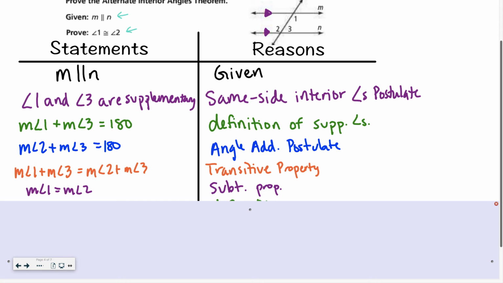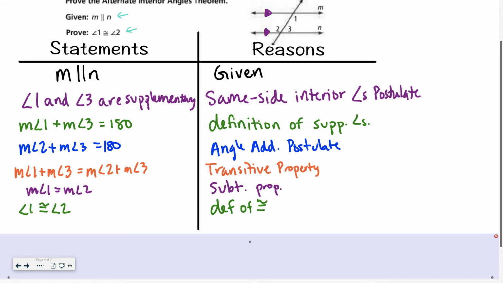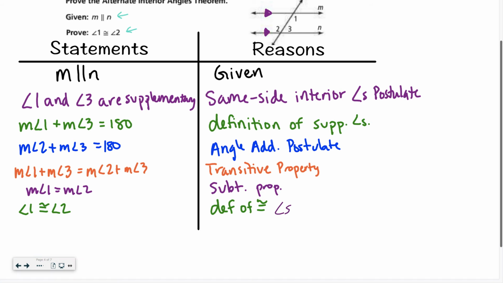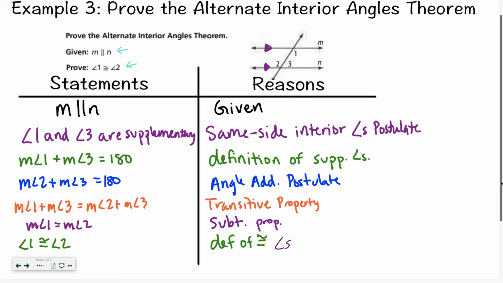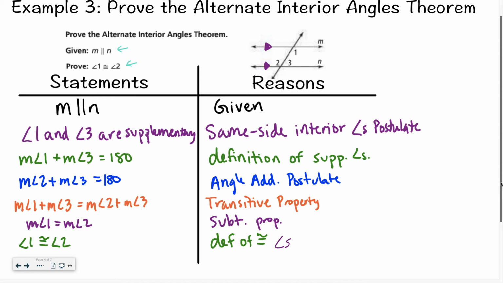And now that I have them equal to each other, I'm not quite done yet because I want to prove that they're congruent. So I have to do one last step and say that angle 1 is congruent to angle 2. Definition of congruent angles. I forgot to write angles. Sorry. Okay. So that is one example of a 2-column proof for proving the alternate interior angles theorem.